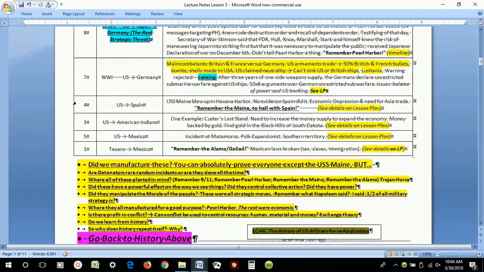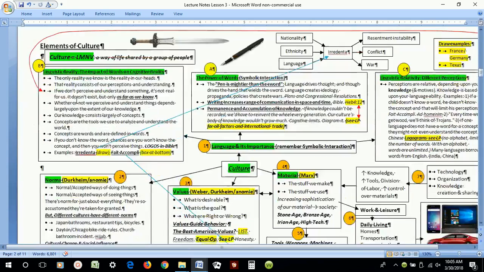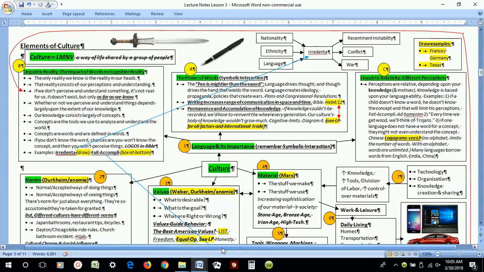Now, today I want to go through culture. All right, that's today's lesson. Okay, there's 4 main elements to culture. Culture is this: a way of life shared by a group of people. So it's a way of life. Key elements are language is important. In our culture, English is the dominant language, not the only language. Norms, which are normal ways of doing things and normal ways of seeing things. And values, what we hold dear, what's desirable, what's a goal, right or wrong.